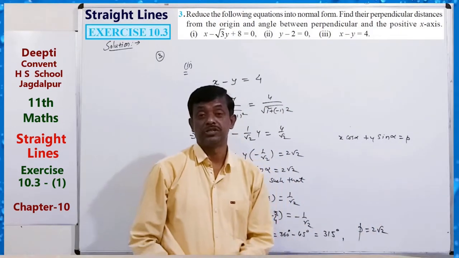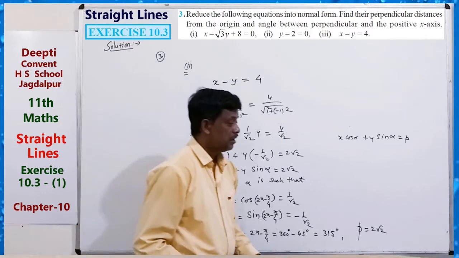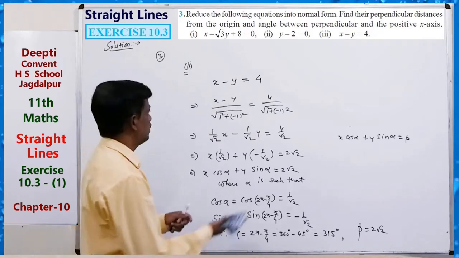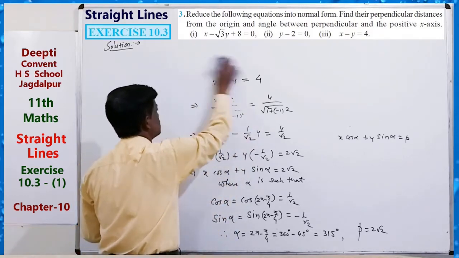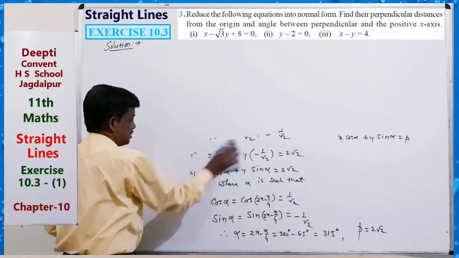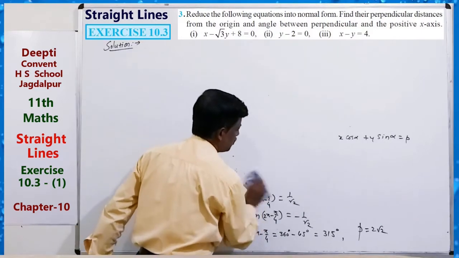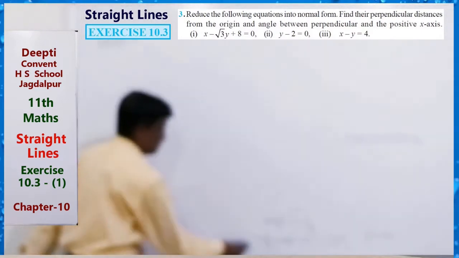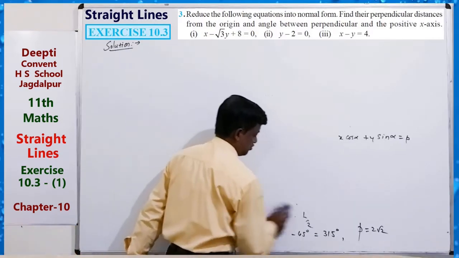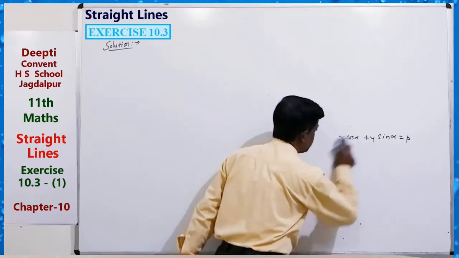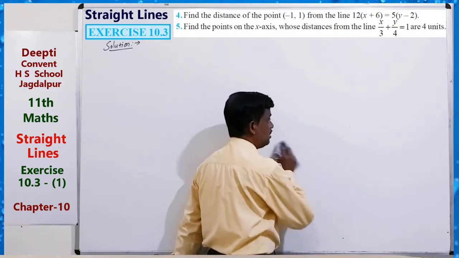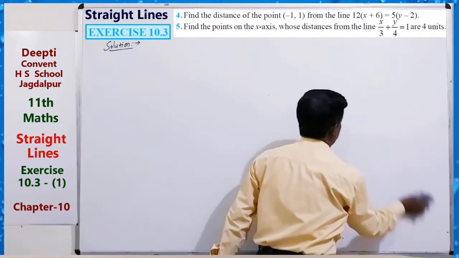Now, the fourth question. Find the distance of the point minus 1, 1 from the line. So we know the distance formula, which I have just discussed: the distance of a point from a line. Taking magnitude, so modulus is there in the formula. But first of all you have to write the line in its standard form.